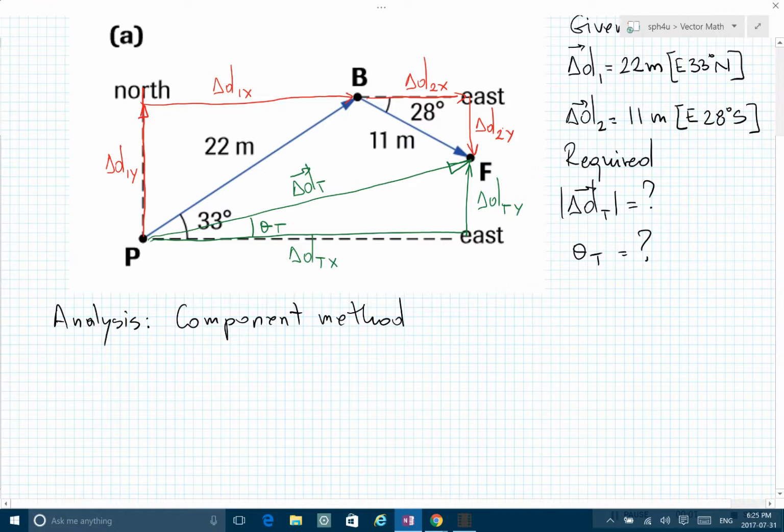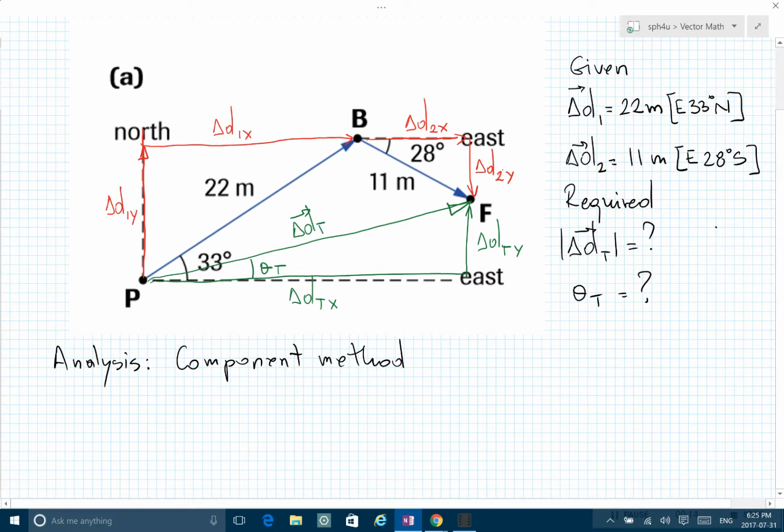All right, so we are going to add two vectors again, the same one as the previous example, but now we're going to use a component method. On the component method, as you can see on the diagram already, I broke delta d1 into components, delta d1y and delta d1x, just to circle them. And I did the same with delta d2, I broke it into components just graphically, just for us to see.